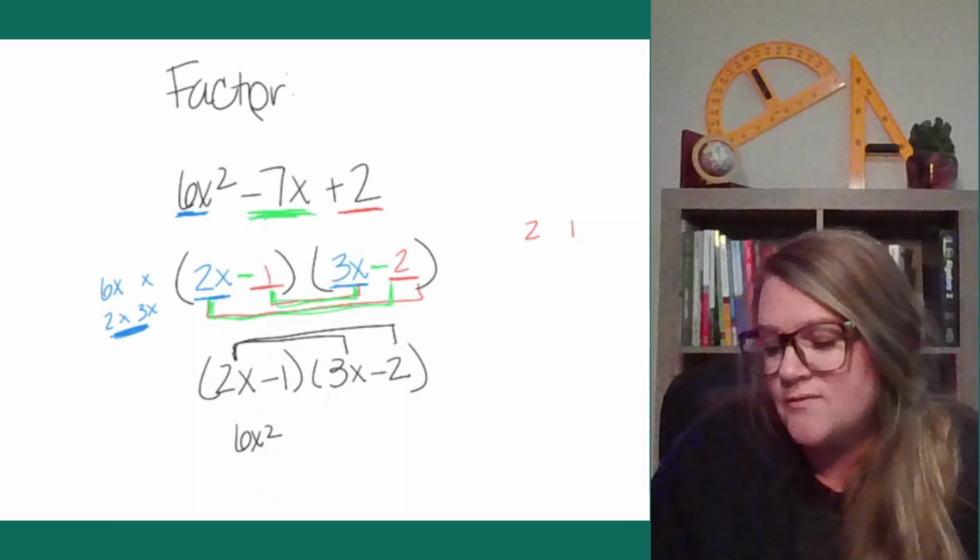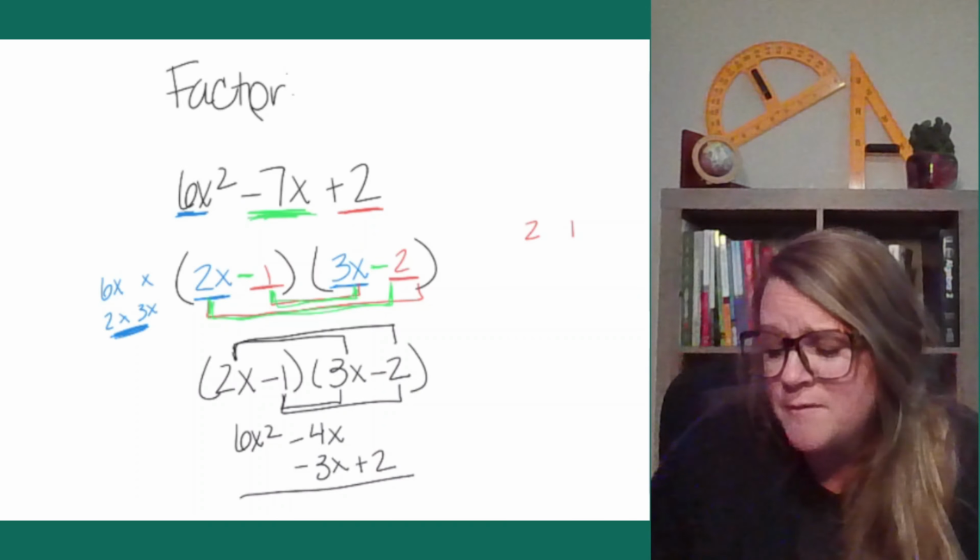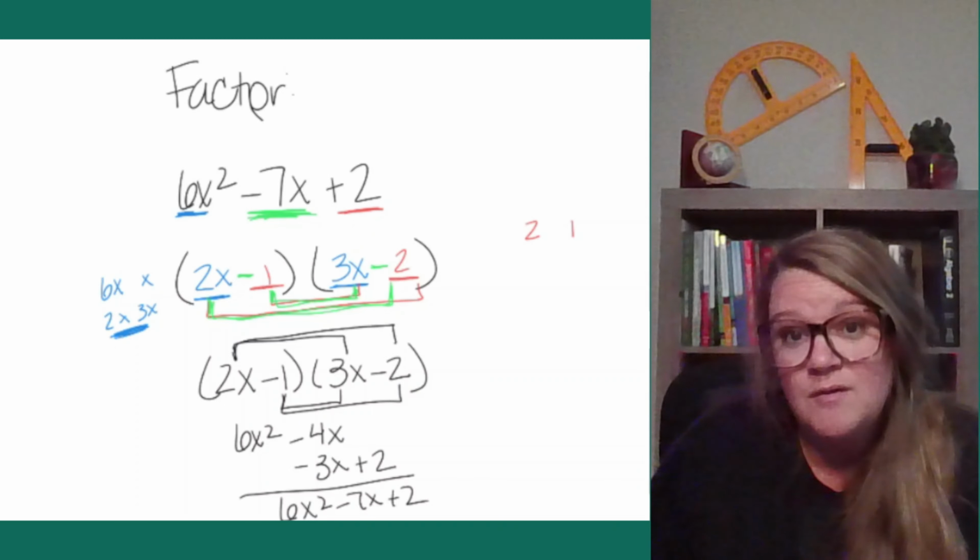Outer times outer gives me a negative 4x. Inner times inner gives me a negative 3x. And last times last gives me a positive 2. If I combine my like terms, we get 6x squared minus 7x plus 2.